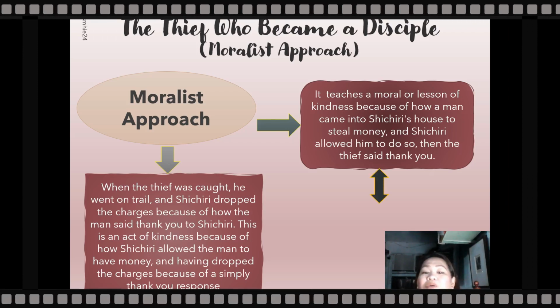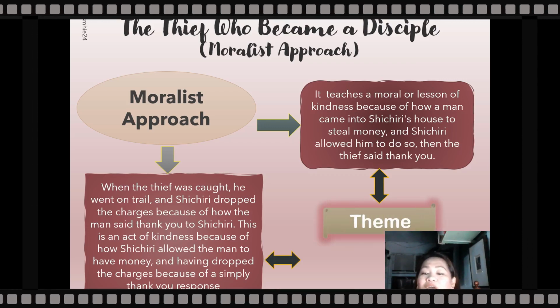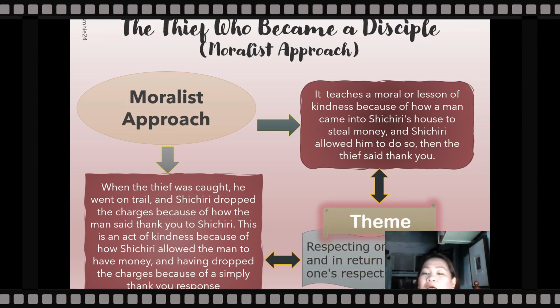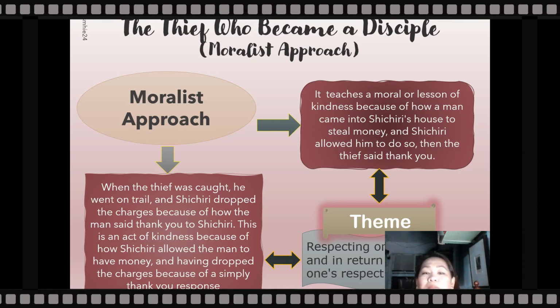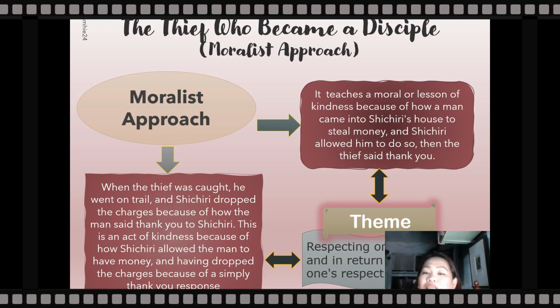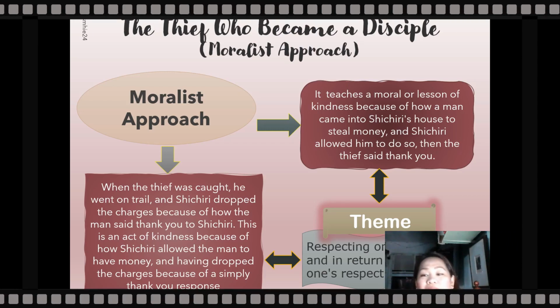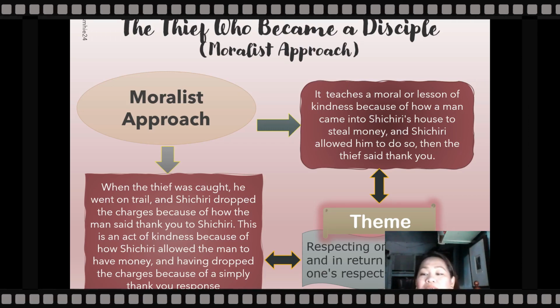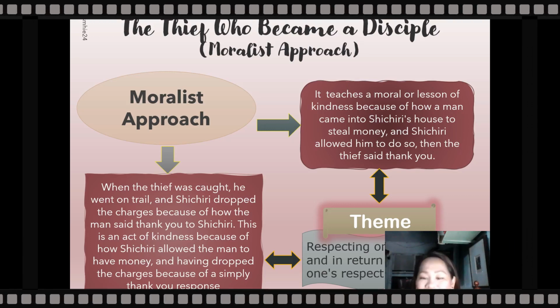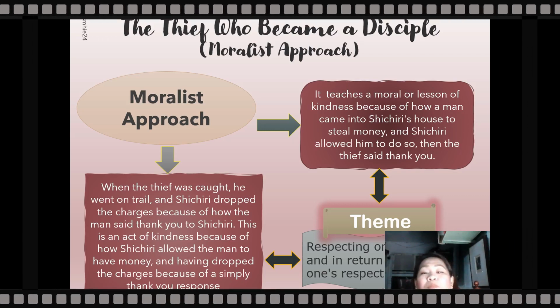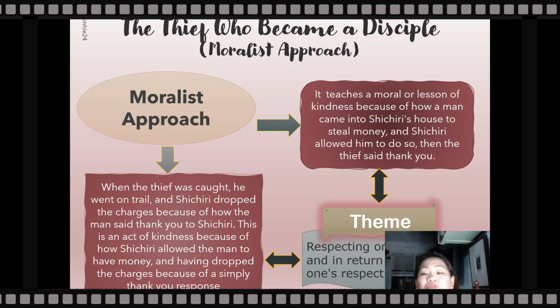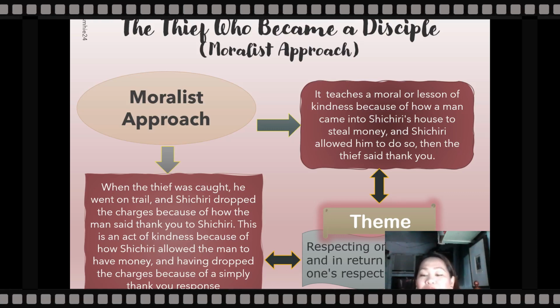So, let us now identify the theme from this story. Respect one's wishes, and in return, you will have one's respect. Remember that you cannot ask for respect. Instead, you have to earn it. So, I believe that you'll be able to do the next activity.